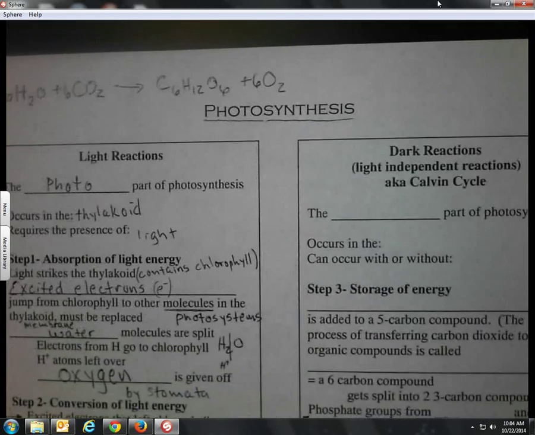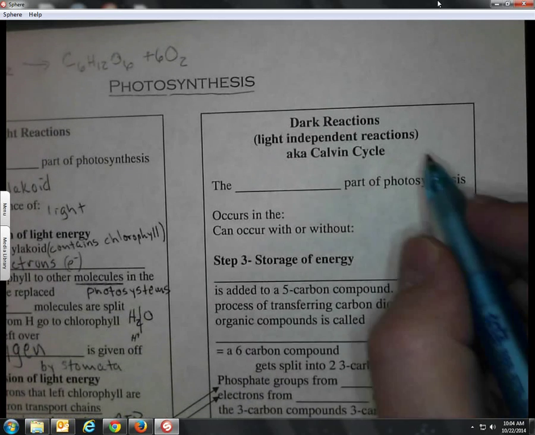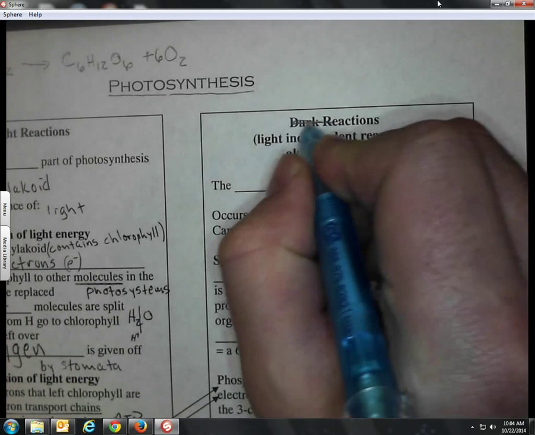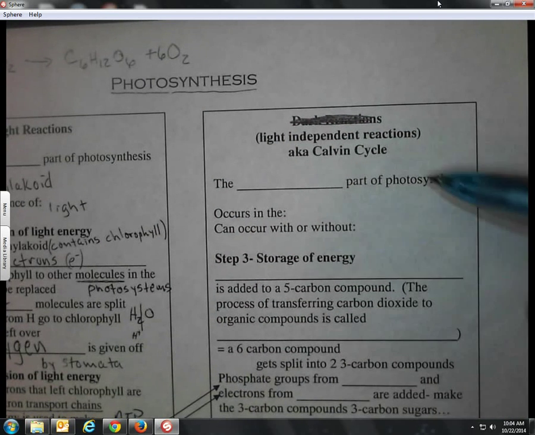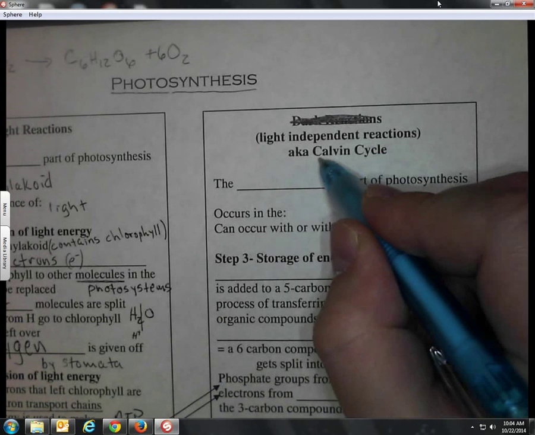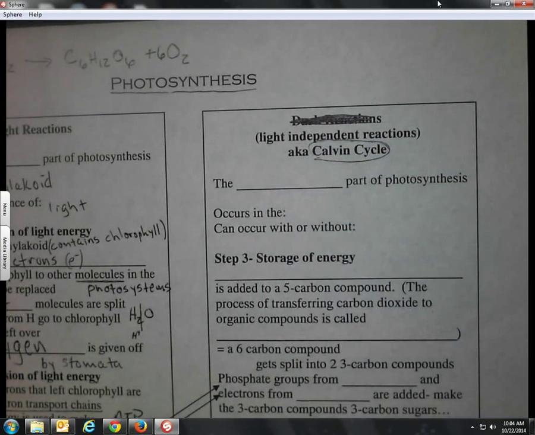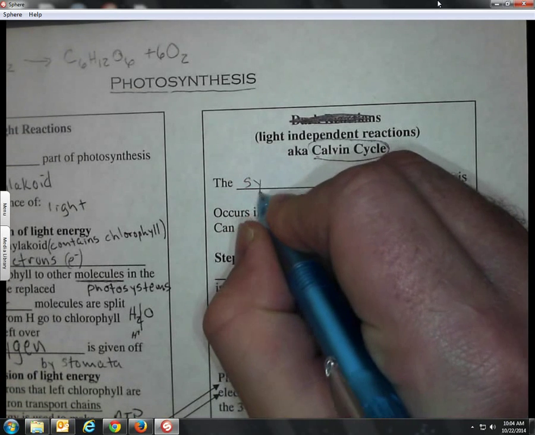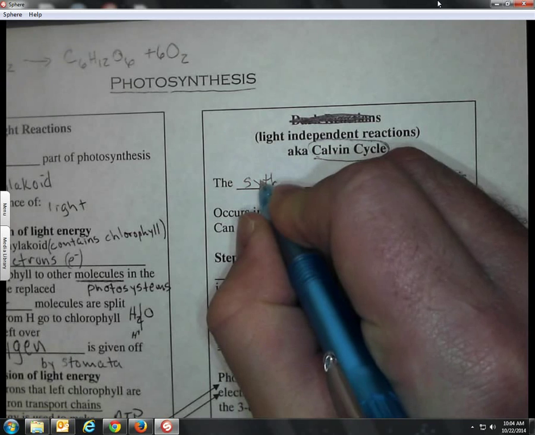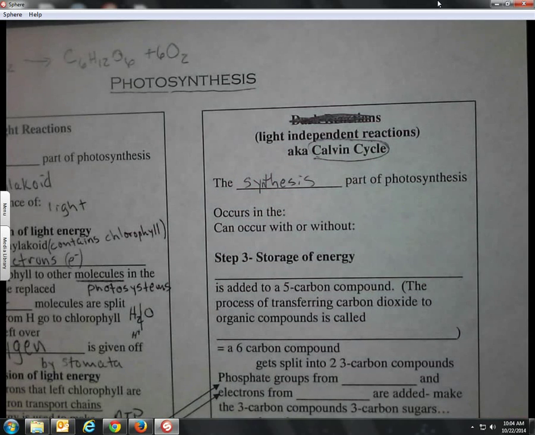Part 2 is known as, and I don't like this term, dark reaction, so just forget that term. I don't like that term. This is the light independent reaction. We're going to call it the Calvin cycle. This is the name of the second part of photosynthesis. This is the synthesis, spell it right. This is the synthesis part of photosynthesis. Alright, so this is where something's going to be made.